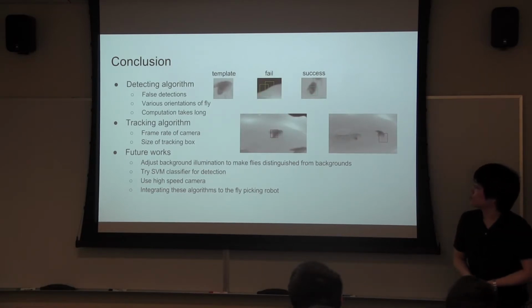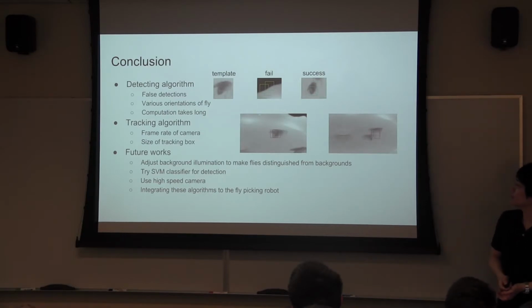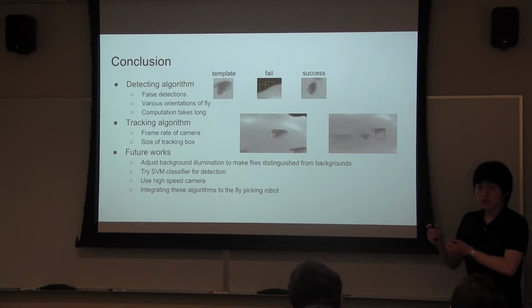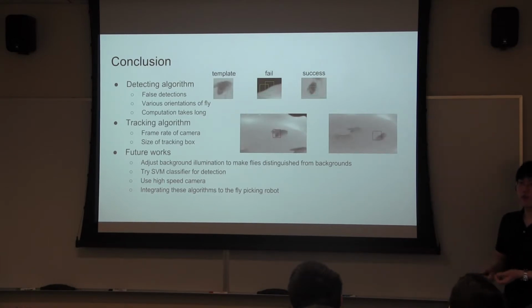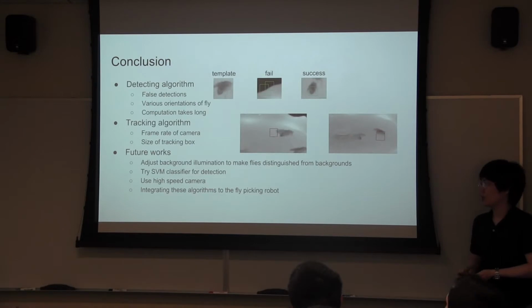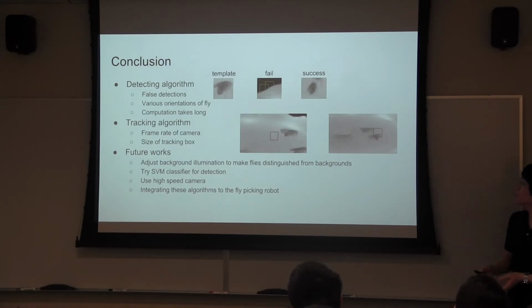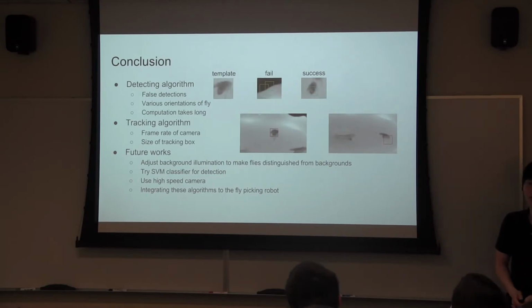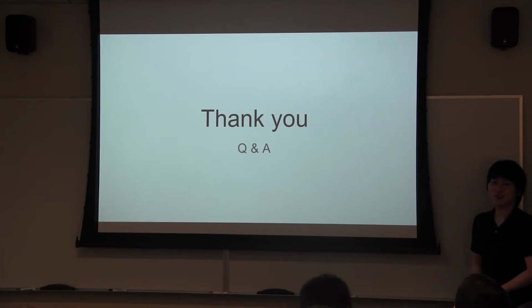And also for the tracking algorithm, there were some failure cases like this picture. The fly really moves very, very fast, so it would be better if we use a high frame rate camera. And for future work, I'll probably integrate all of them into the fly robot and make it work. Thank you.